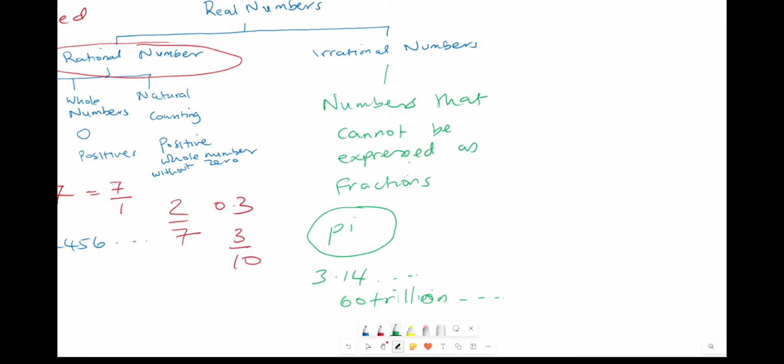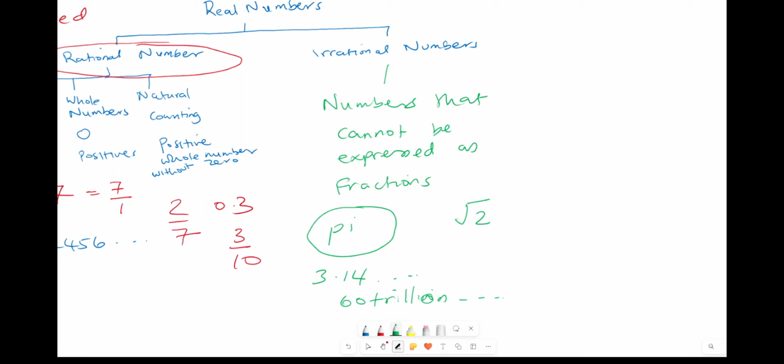The other classical irrational number is root 2. Root 2 will never end, no matter what you do. You can find the value of root 2, 1 point, blah, blah, blah. It will go on and on. It will never end. And that is also a classical example of irrational numbers.